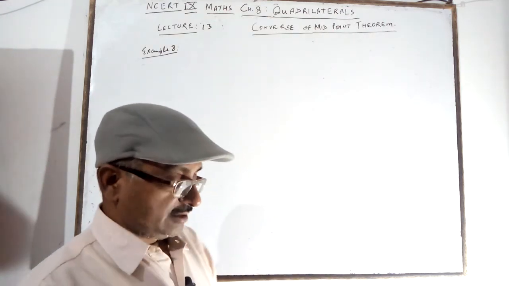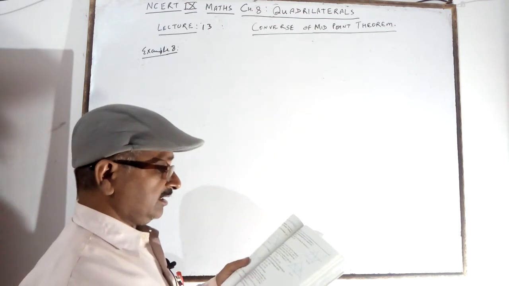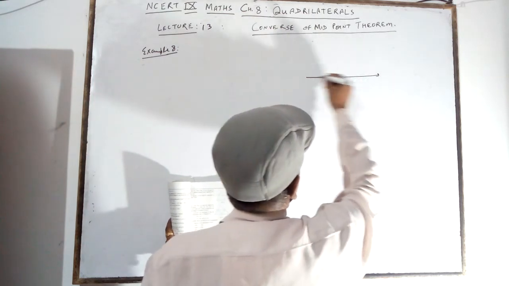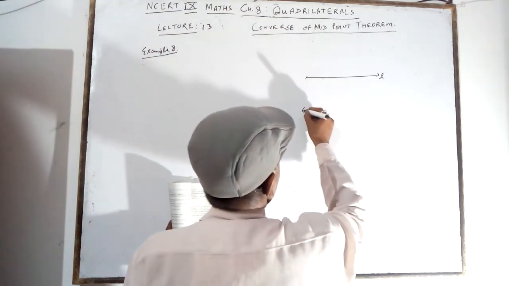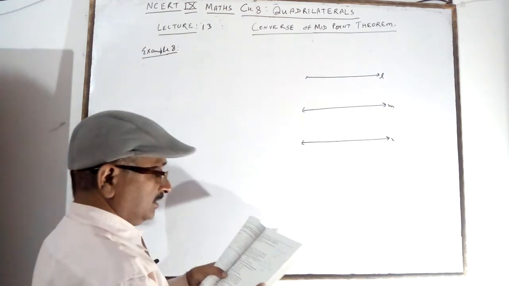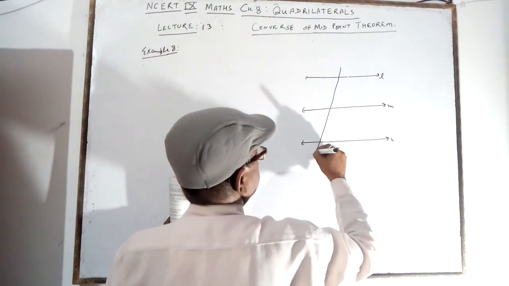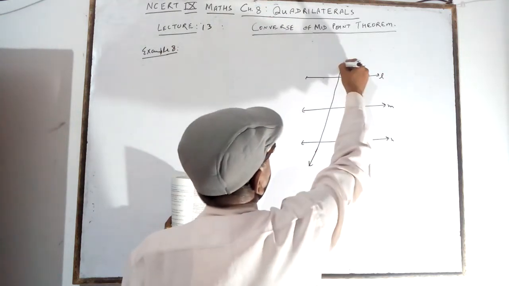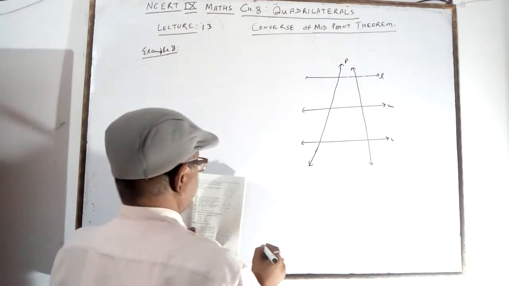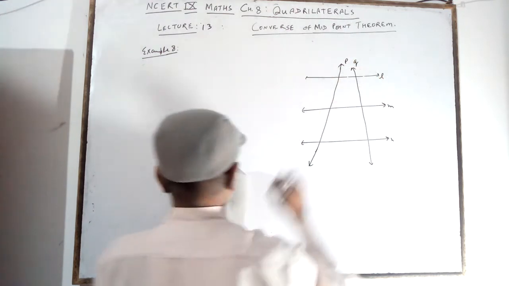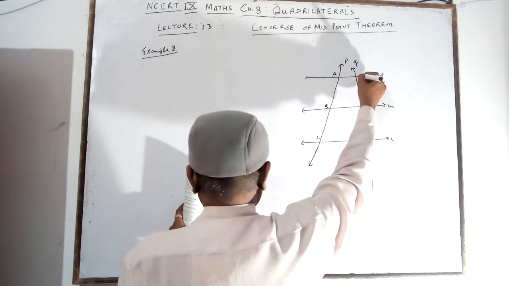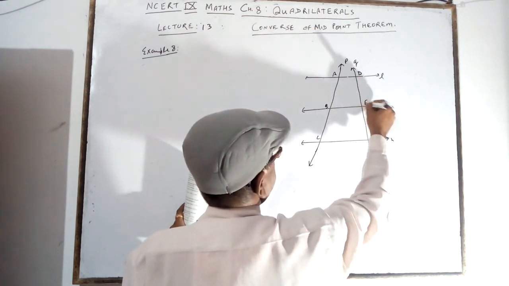Theorem is over. Example number 8, you see. L, M and N are three lines parallel to each other. Two transversals P and Q are intersecting these three lines, P at A, B, C and Q at D, E, F.